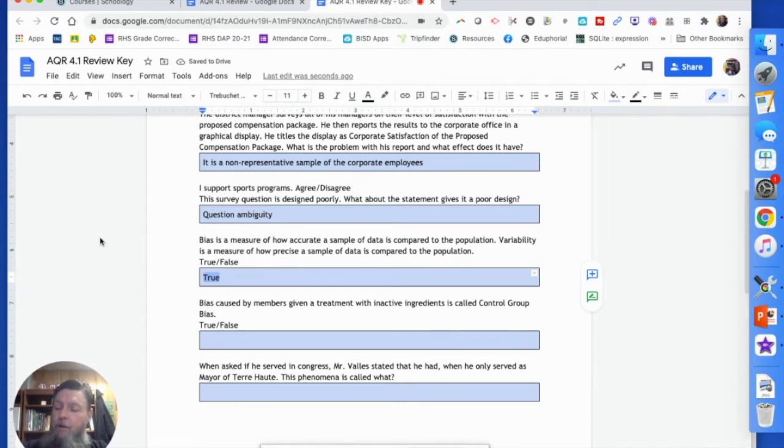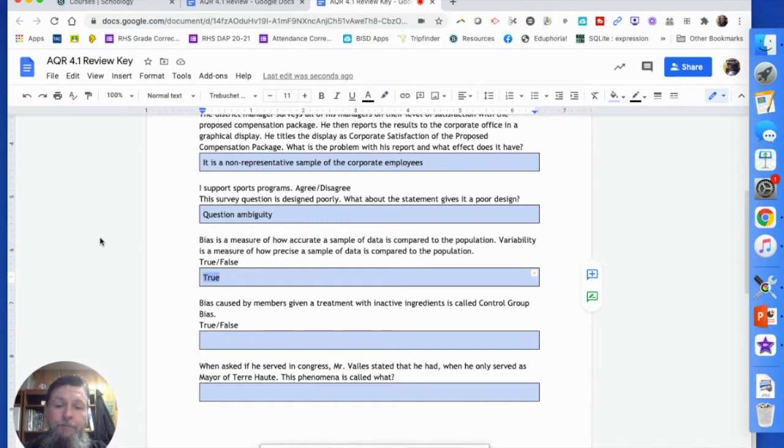If we want to know how accurate and how precise a particular survey, observation, or experiment is, we look at the level of bias and the level of variability. High bias, it's not very accurate. High variability, it's not very precise. So this is true. Low bias, it is very accurate, and low variability, it is very precise.